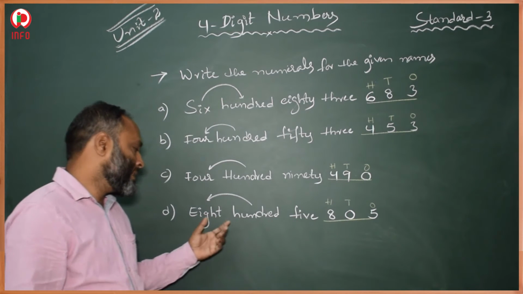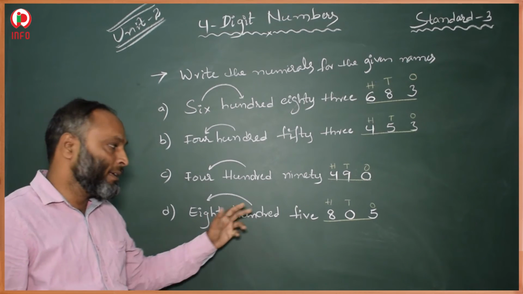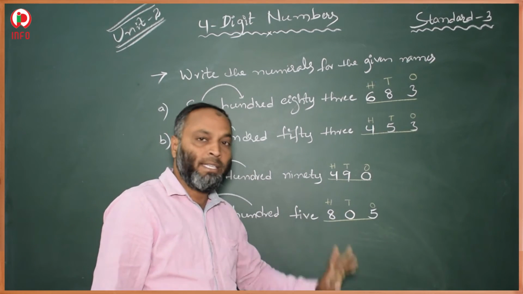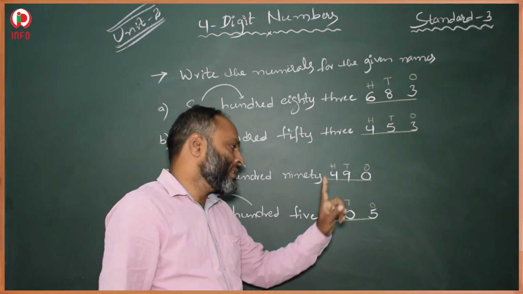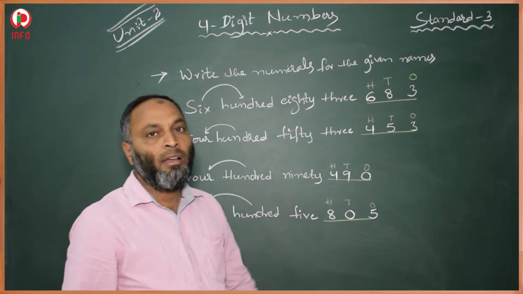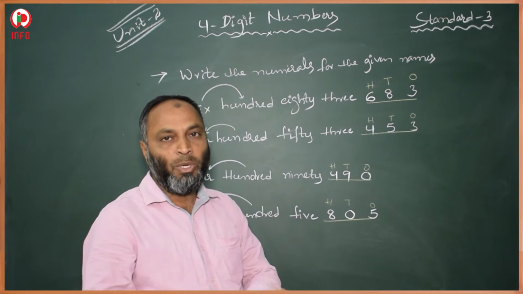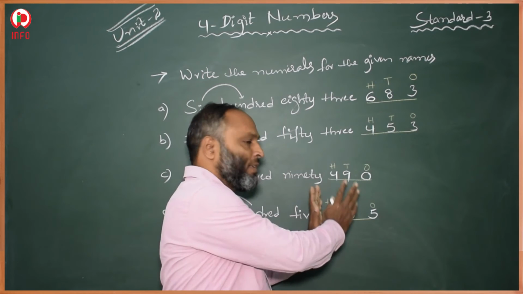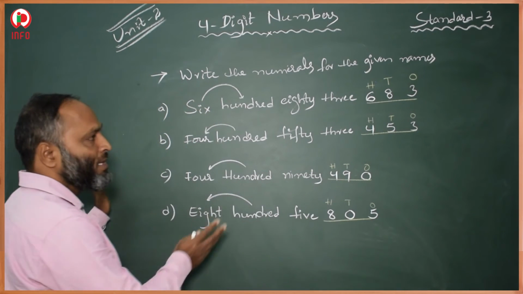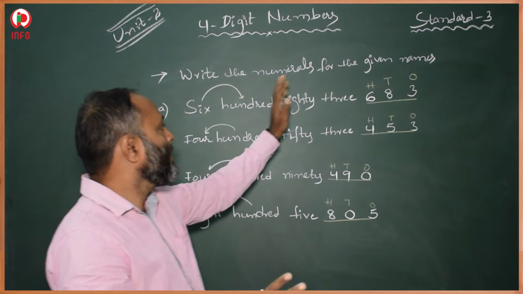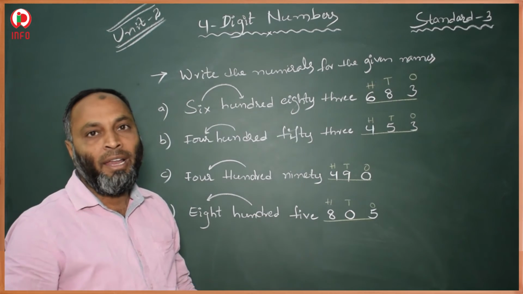Once again listen. 800. In the hundreds place 8 is there. Then after that 5. 5 is a single digit, and a single digit comes in the ones place. In the tens place no number is there, so we have to write 0 in the tens digit. This is the way we convert names into numerals. So this completes the recapitulation.